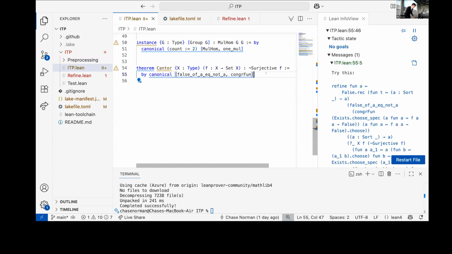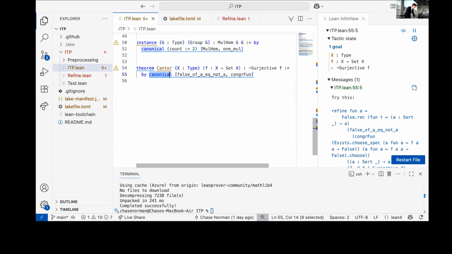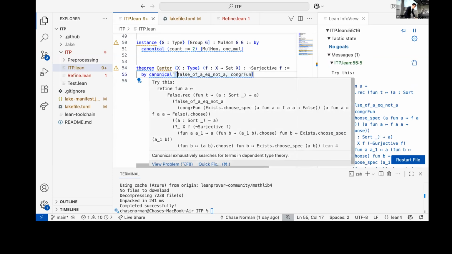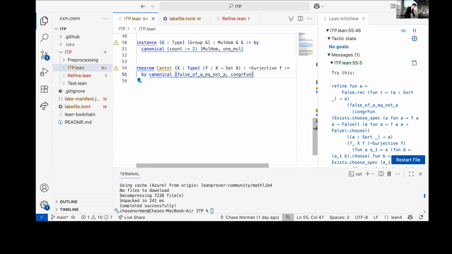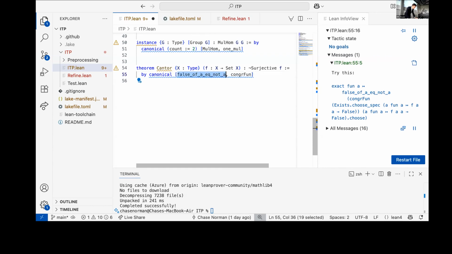So yeah, Canonical is a tactic in the Lean Proof Assistant. You can invoke it using the syntax canonical, and then you can provide it a list of premises. So in this case, we've given it a premise that a proposition cannot be equal to its own negation, and we've given it a premise that if a function is equal on all arguments, then the two functions are equal.